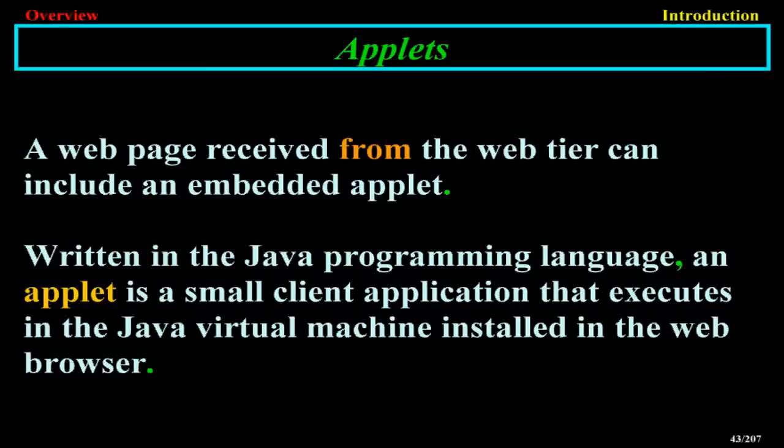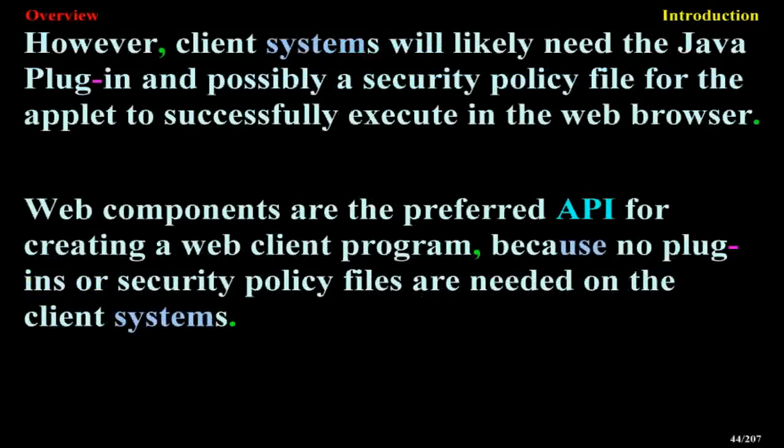Applets. A web page received from the web tier can include an embedded applet. Written in the Java programming language, an applet is a small client application that executes in the Java virtual machine installed in the web browser. However, client systems will likely need the Java plugin and possibly a security policy file for the applet to successfully execute in the web browser.